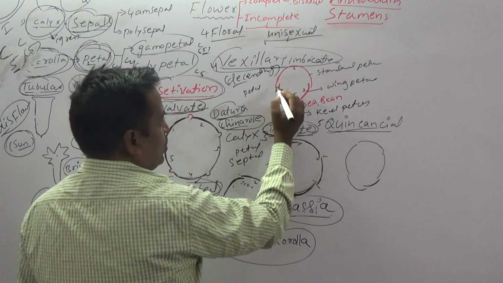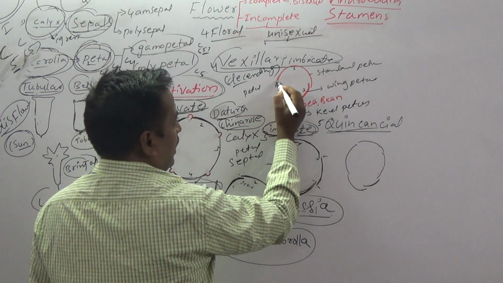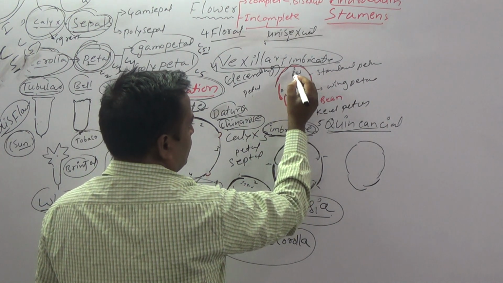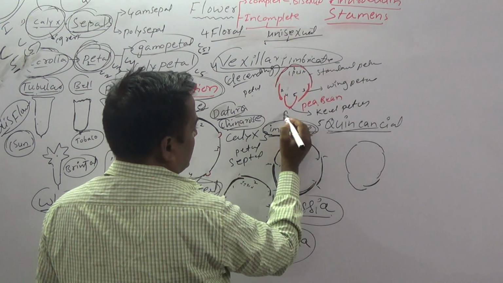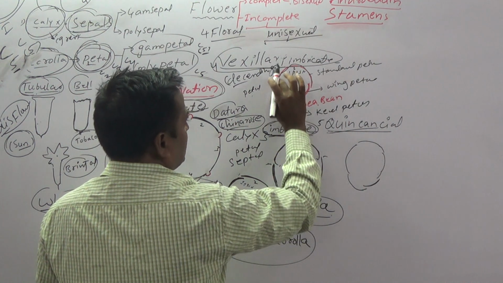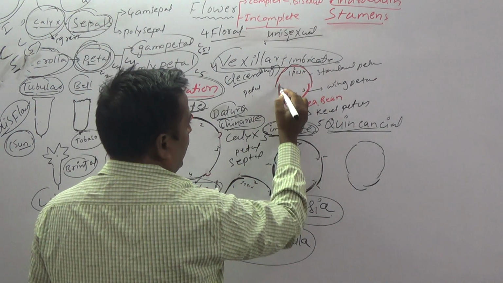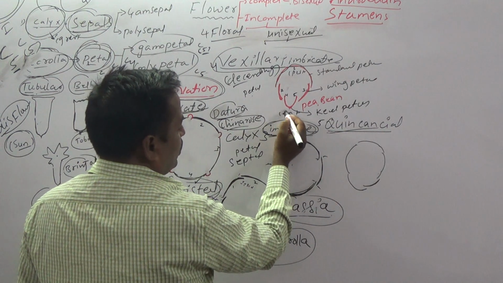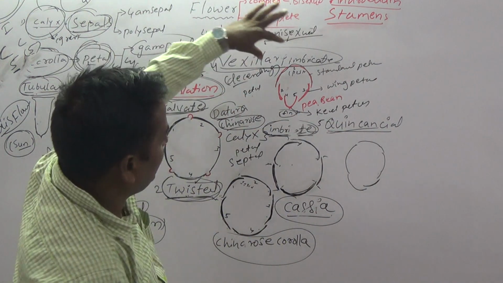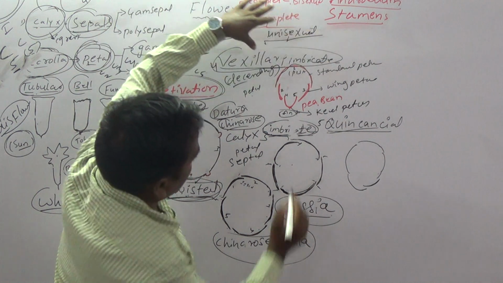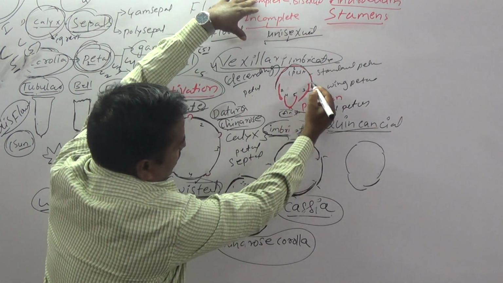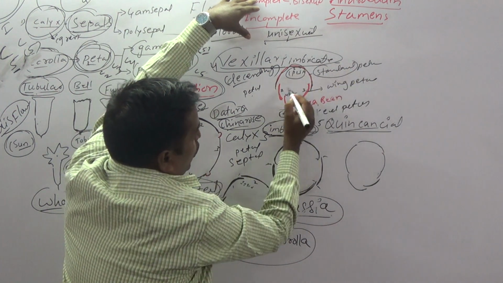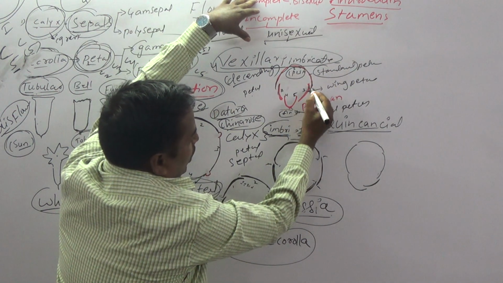The first one is very large and it overlaps anteriorly. Now this is the posterior side, and this is the anterior side. The posterior side of the standard petal overlaps the anterior side of the wing petals, which in turn overlap the united anterior petals. This is the final, cup-closed end. This is the overlapping.